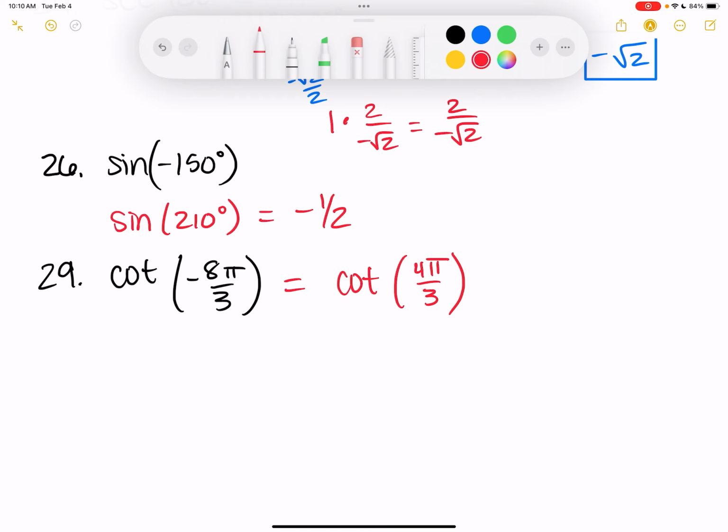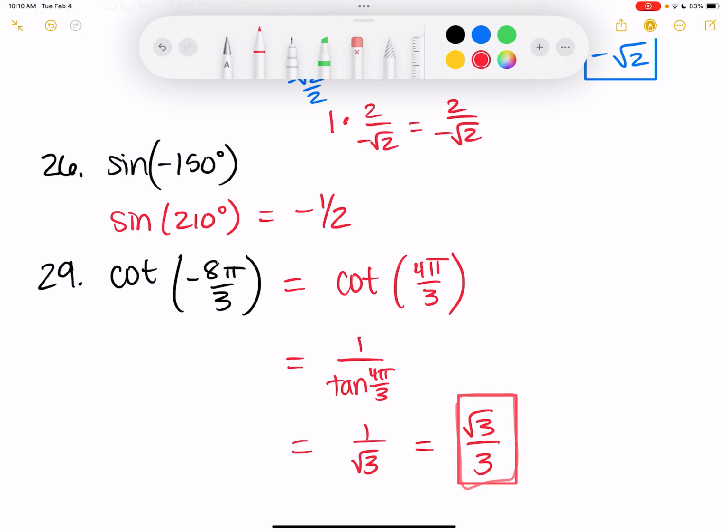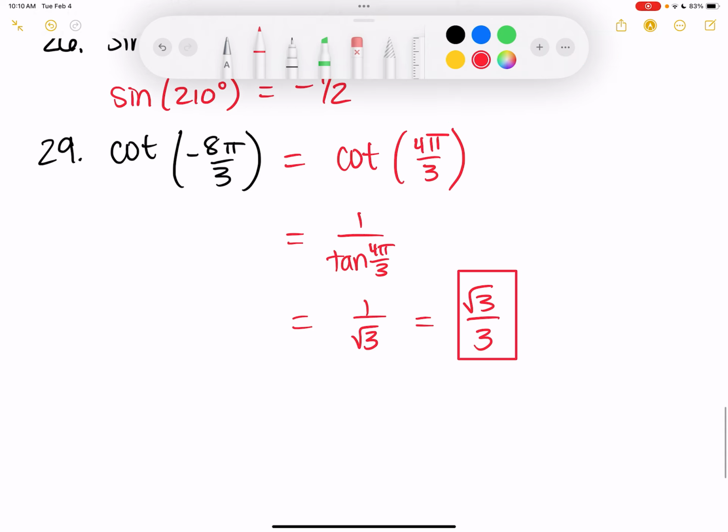So cotangent we think about in terms of tangent. So this is 1 over the tangent of 4 pi over 3. What's the tangent of 4 pi over 3? Root 3. So this is 1 over root 3, which rationalizes to root 3 over 3. Any questions on that? You didn't have to keep, change, flip at all.